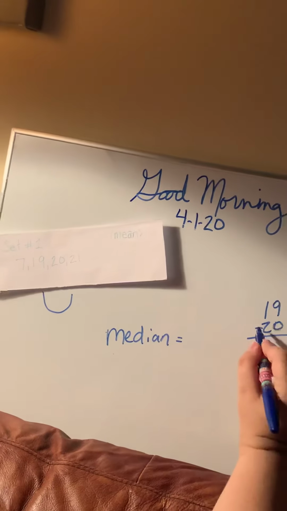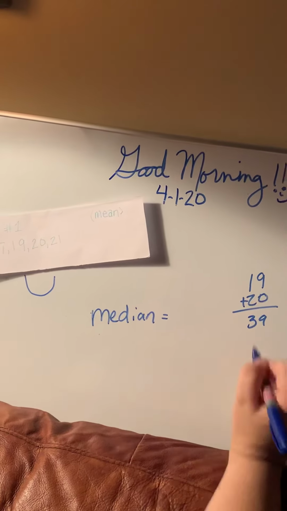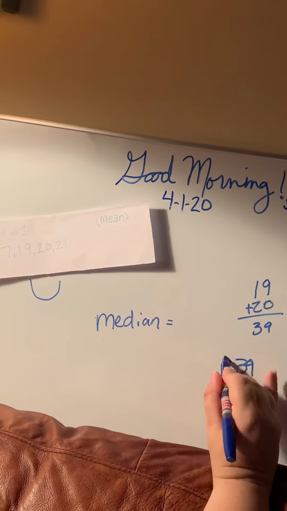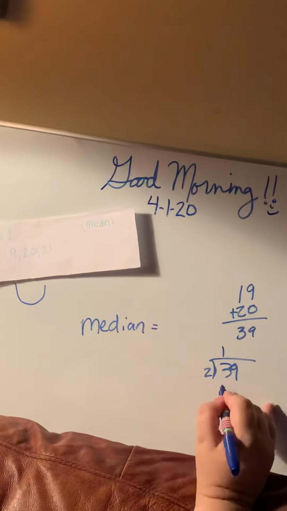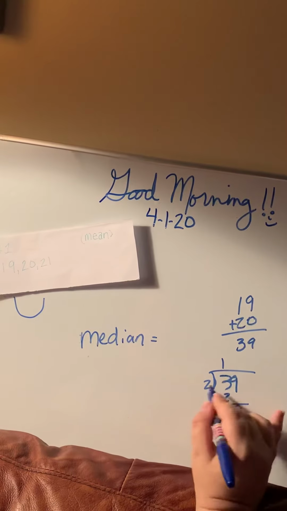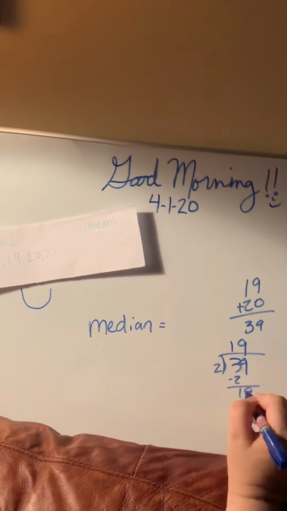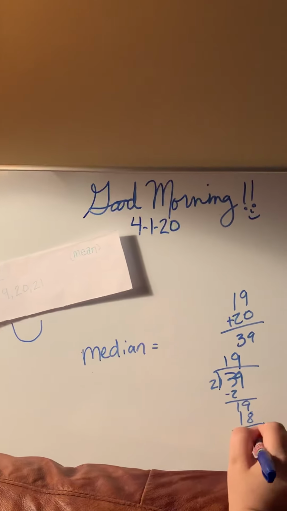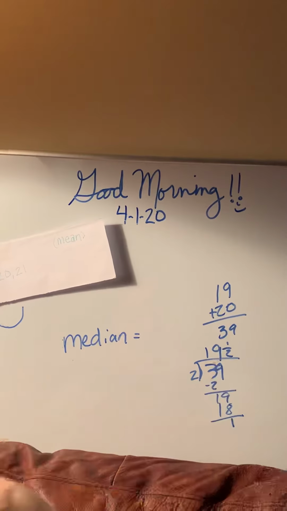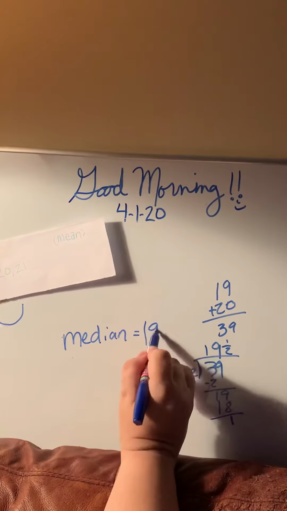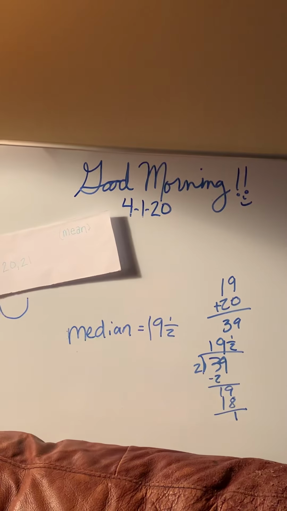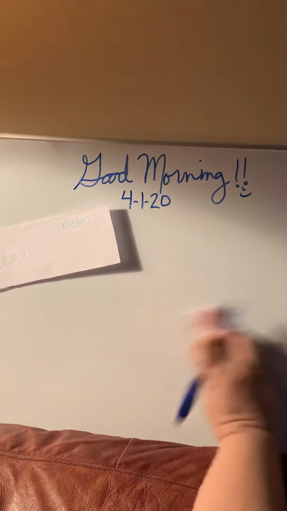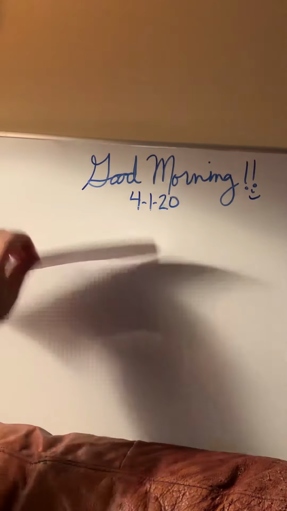I would add them together, okay, 39. And then I would take that 39 and divide it in half, okay? All right, so I would find that my median of this set would be 19 and a half. Okay, makes sense? All right, now, the one that you should be most familiar with is range, okay?